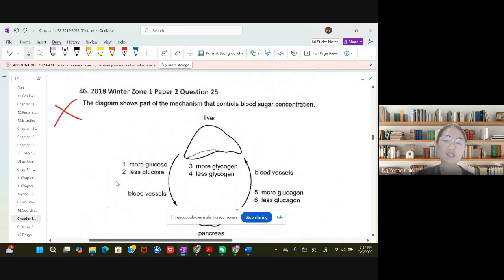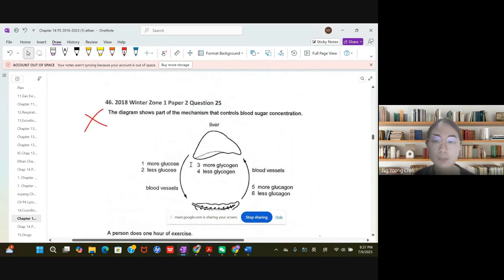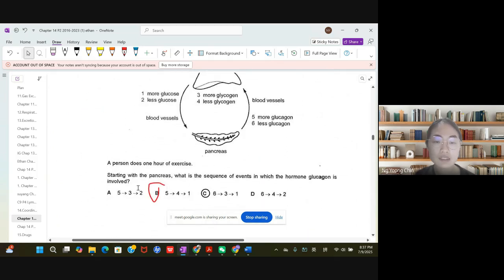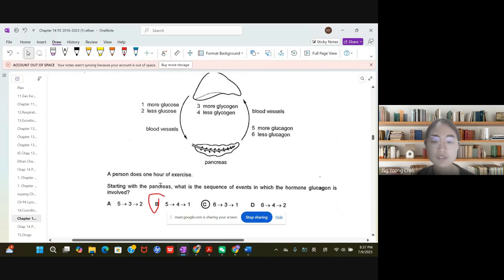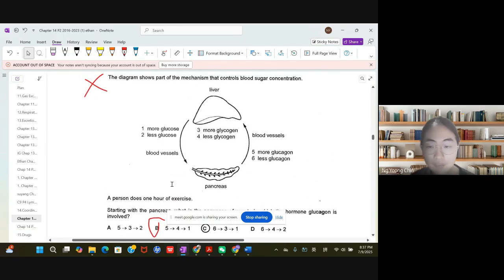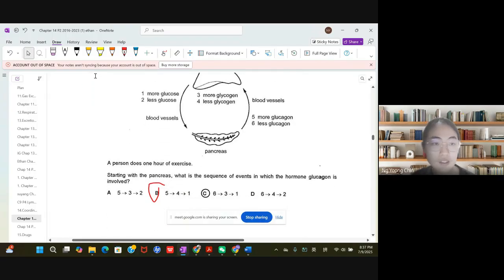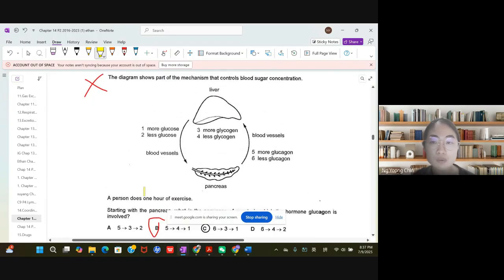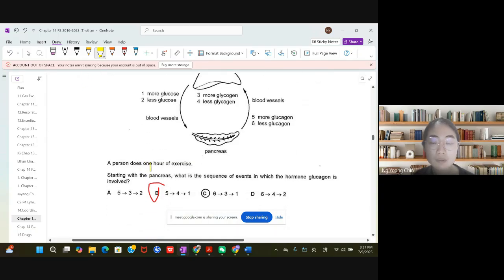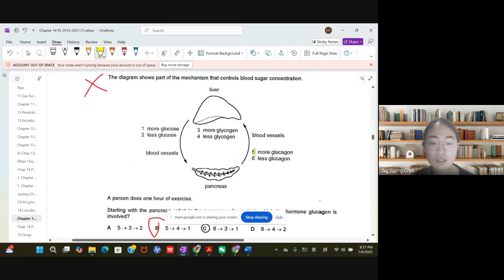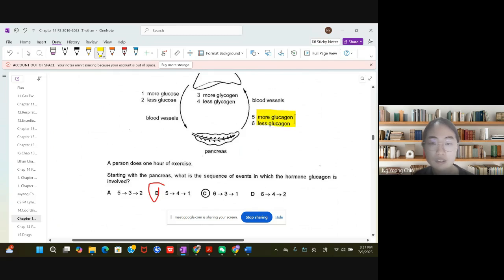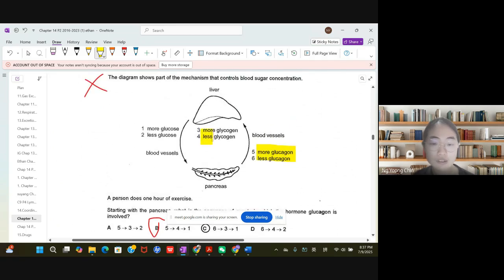And then for this one, mechanism that controls the blood sugar concentration. So starting with the pancreas, what is the sequence of events in which the hormone glucagon is involved? So that is 541. Okay, what is 541? It's because when you do the 1 hour exercise, exercise needs more glucose supply to the muscle. That's why from more glycogen, they become less glycogen.